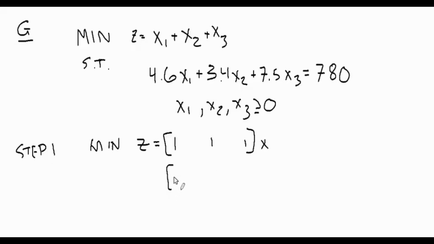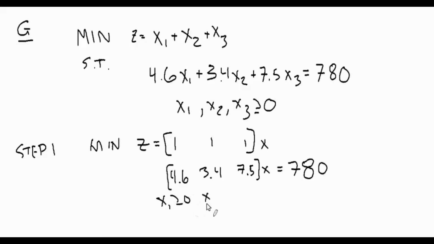And then our constraint will do 4.6, 3.4, 7.5 lined up underneath the cost coefficients times x is equal to 780. And then x1 is greater than or equal to 0. x2 is greater than or equal to 0. x3 is greater than or equal to 0. So that's step 1.